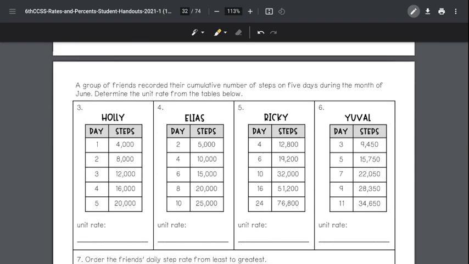A group of friends recorded their cumulative number of steps on 5 days during the month of June. Determine the unit rate for the tables below. So cumulative means total. Okay, determine unit rate. I want to know in 1 day. So for Holly, it tells us, perfect. Our unit rate is 4,000 steps in 1 day.